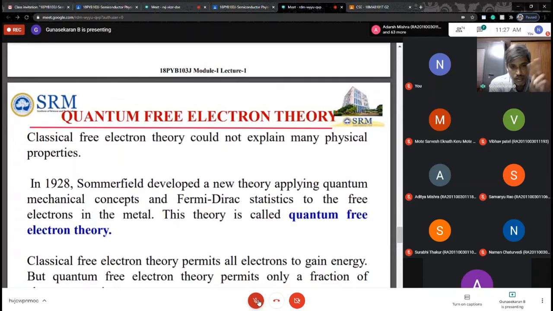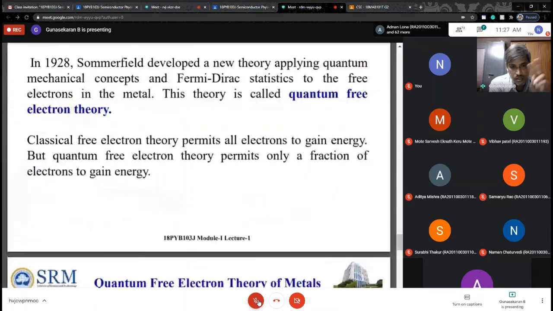See here, the classical free electron theory permits all the electrons to gain energy. But in the quantum free electron theory, they said only a fraction of electrons gain the energy, not all the electrons, only a fraction of electrons.